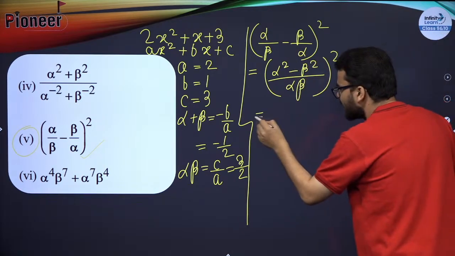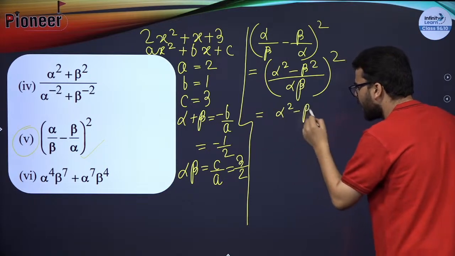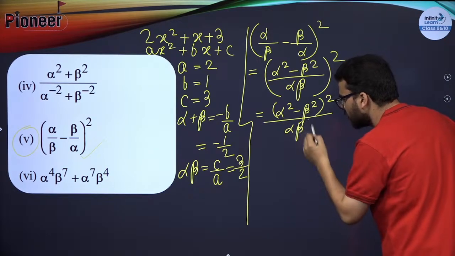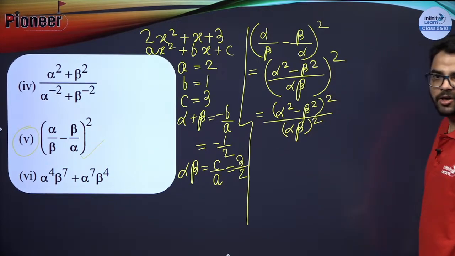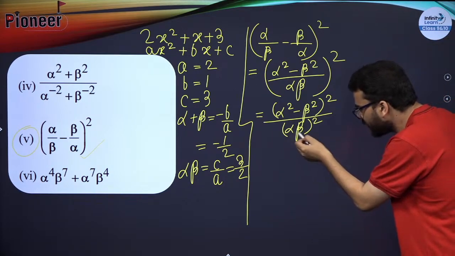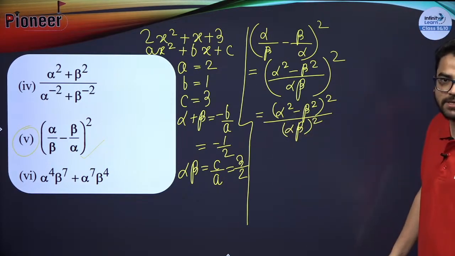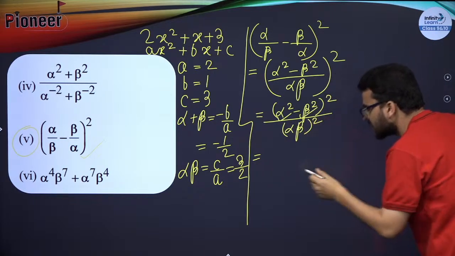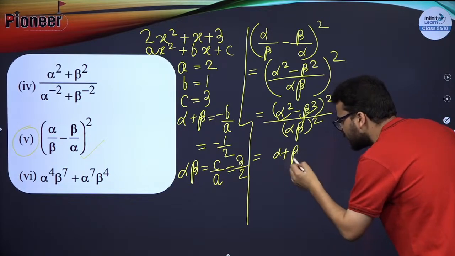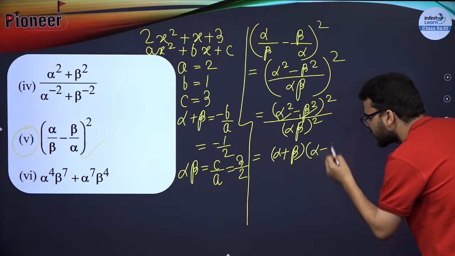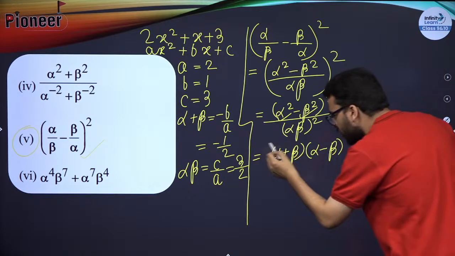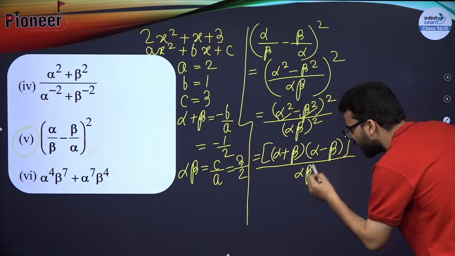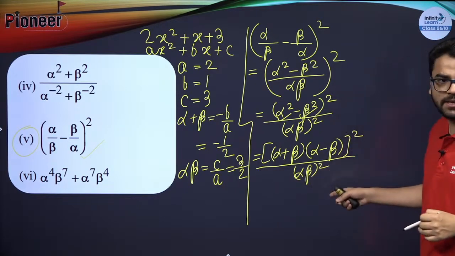Now can I write it like this, guys? I can write it alpha square minus beta square the whole square divided by alpha beta the whole square. Correct? Now still our work is not done. I know alpha beta, but I don't know what is alpha square minus beta square. So again I have to manipulate. This alpha square minus beta square, can I write it like this? Alpha plus beta into alpha minus beta. Have you studied this identity? Obviously since childhood you are doing it, and the whole square is already there. In the denominator you have got alpha beta the whole square. I hope that is clear up till here, right?